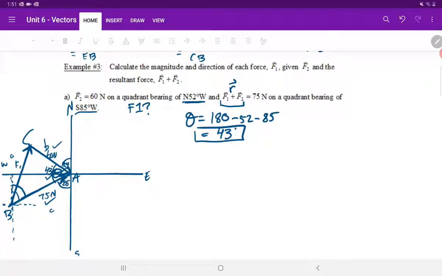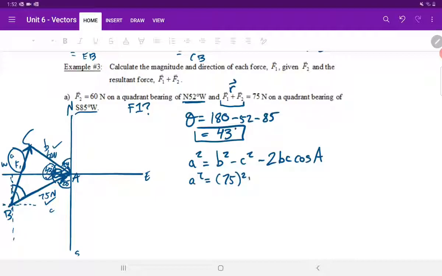Okay, so here I am finding side A, or F1. I'm going to call it A right now, and then set it equal to F1. So I'm finding A squared. I want that on my left. A squared equals B squared plus C squared minus 2BC times the cos of capital A, or my 43 degrees. Fill in all your values. Sorry, that should say plus.